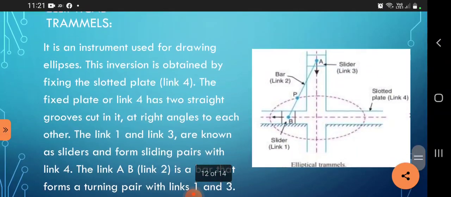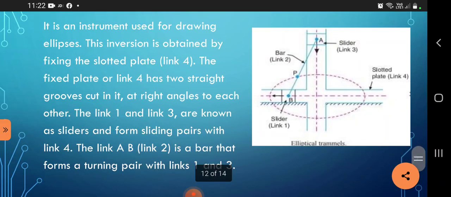Elliptical trammels. It is an instrument used for drawing an ellipse. This inversion is obtained by fixing the slotted plate, link 4. The fixed plate, link 4, has two straight grooves cut in it at right angles to each other. Links 1 and 3 are known as sliders and form sliding pairs with link 4. The link AB, link 2, is a bar that forms a turning pair with links 1 and 3. Let us see the figure.